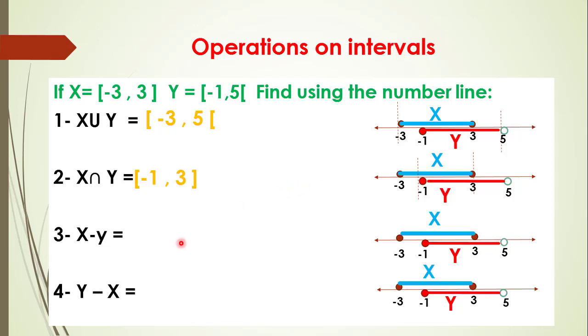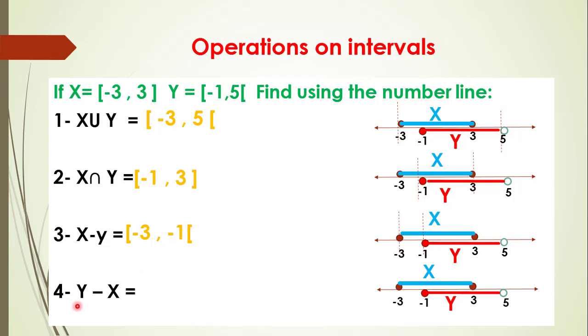X difference y means elements in x but not in y, so I want only the blue color, this region. I write -3 and -1. I want elements that belong to x but don't belong to y, so I open at -1 because -1 is in y. So it will be from -3 to -1, closed at -3 and open at -1.